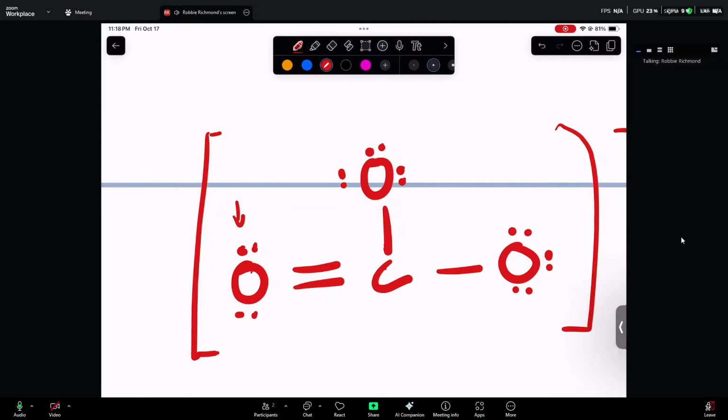This oxygen right here should be 0 if you're doing the dots plus lines minus the valence electron calculation. So this would be 0, this would be negative, this would be negative, and then the carbon in the center will be neutral.